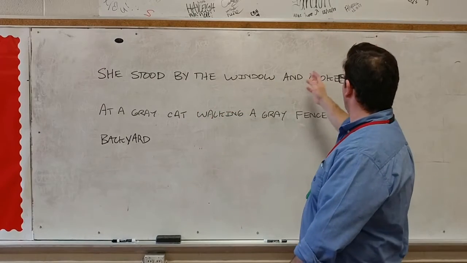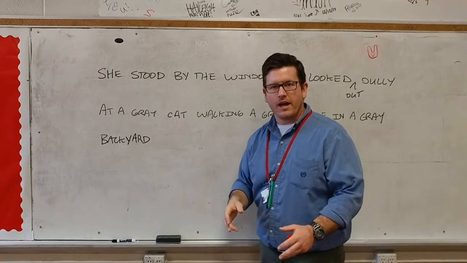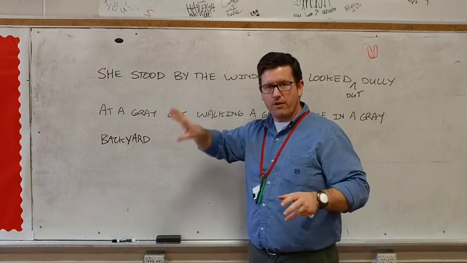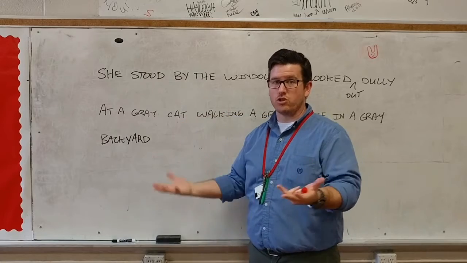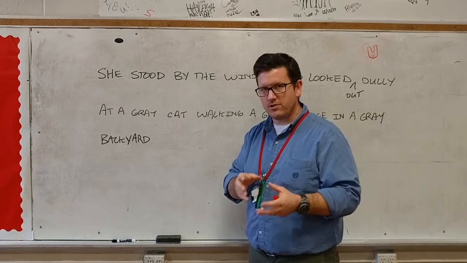She stood by the window and looked out dully at a gray cat walking a gray fence in a gray backyard. And so it's a big, long sentence, and it's easy to think if you have a sentence that's this length, you're dealing with at least two clauses, because that's a whole lot of words up there. But remember, Tuesday's DGP is key.